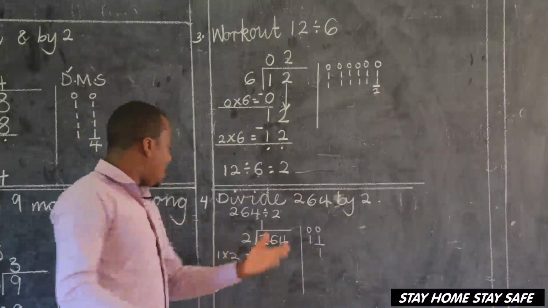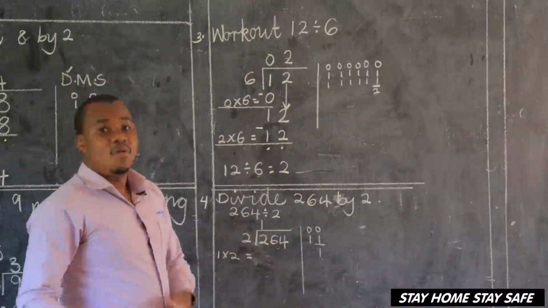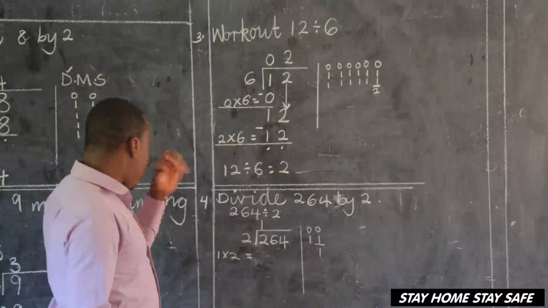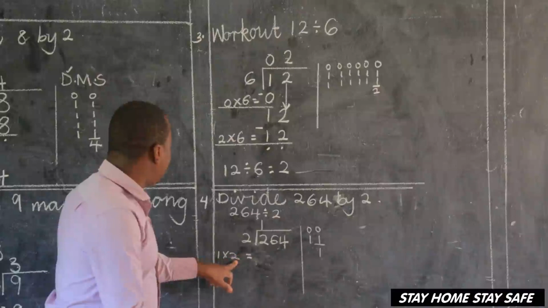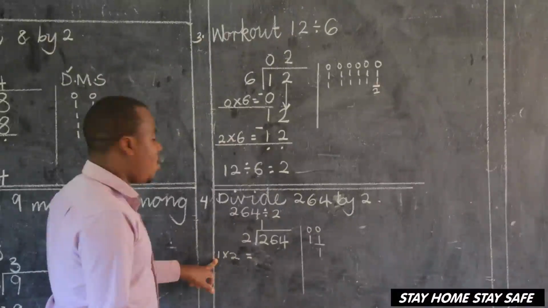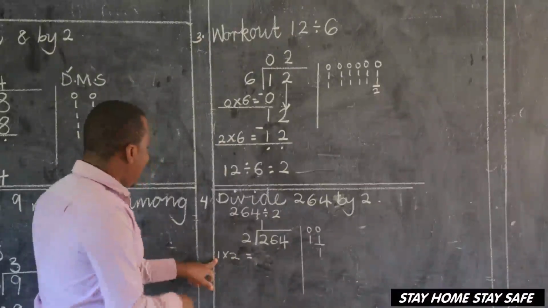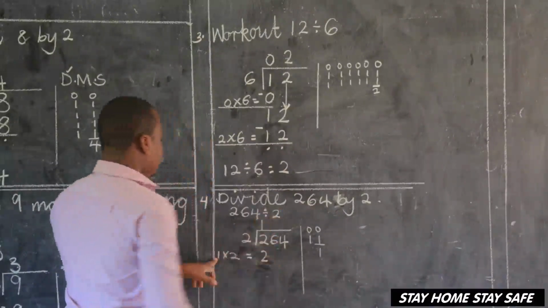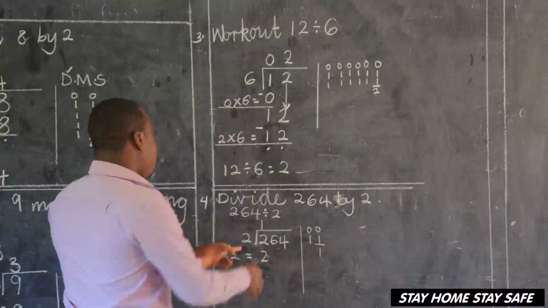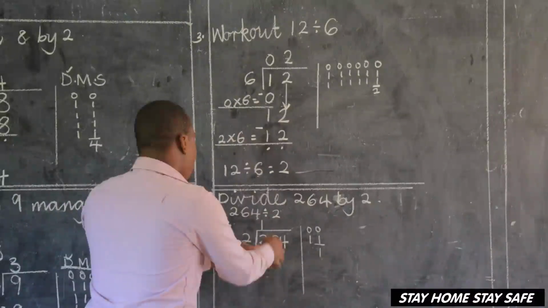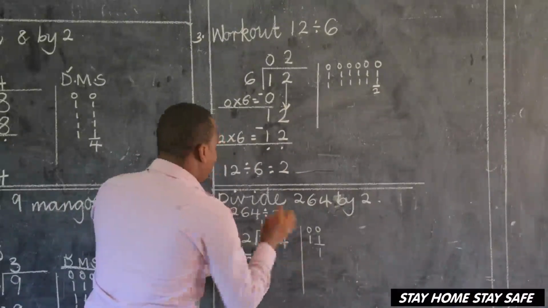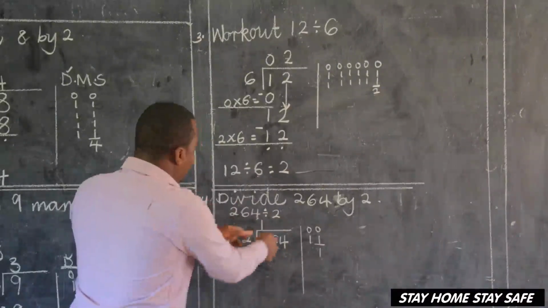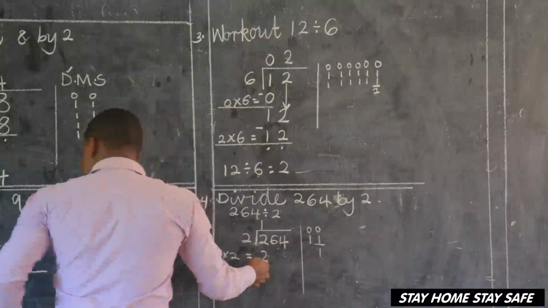If I have 6 times 1, it remains 6. 1 times 6 is the same as 6 times 1. Still, 1 times 2 is the same as 2 times 1, so it will remain that very number. Now I will come here and write 2. Remember, I've used the first digit, so don't write the 2 under 4. It will be wrong. My 2 will come below that first digit.